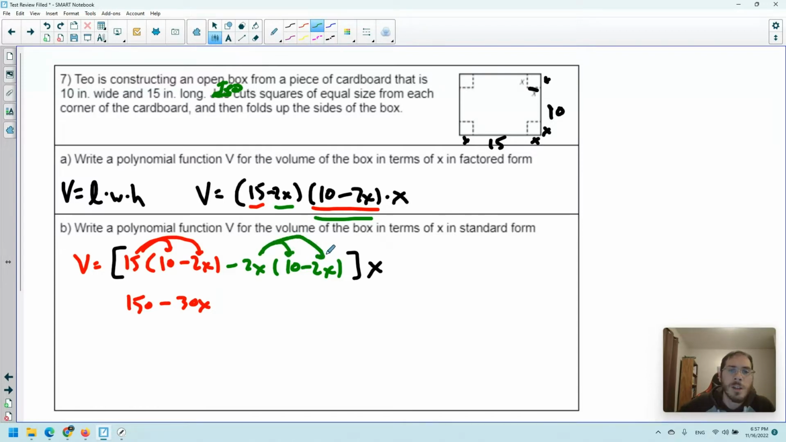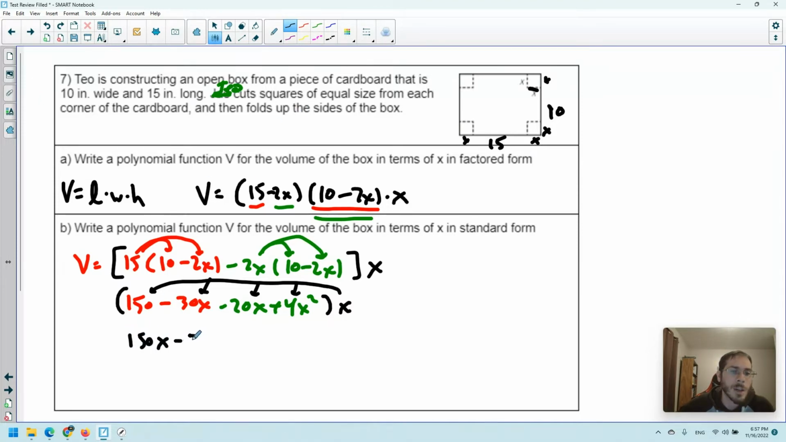Negative 2 times 10, negative 2 times negative 2x. So we got negative 20x plus 4x squared. All right, we still got that x hanging out at the end. So now what we need to do is we could combine like terms, or we could just distribute the x in right now. Personally, I like to just distribute it right now. I think it makes it a little bit easier, but if you wanted to combine like terms, you can definitely flip this step and the next step.